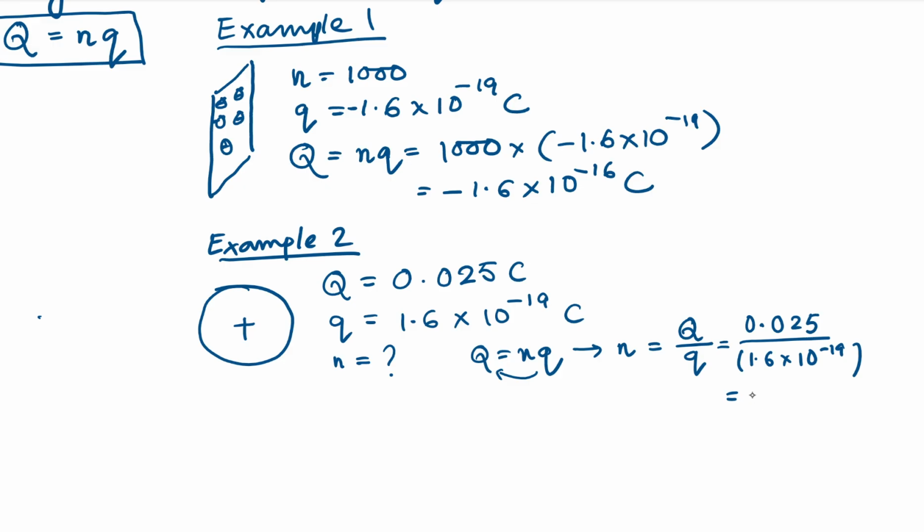So my answer is 1.56 times 10 to the power of 17. So that's how many electrons it has to lose in order to gain this amount of total charge. Okay, so that's your second example.